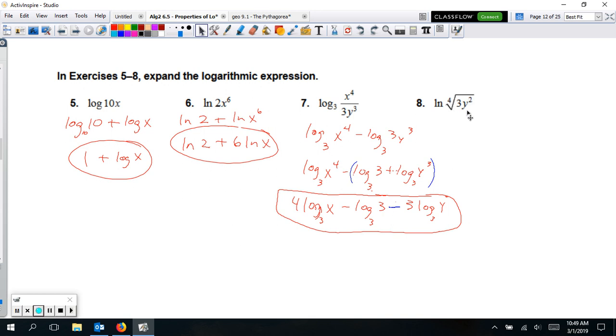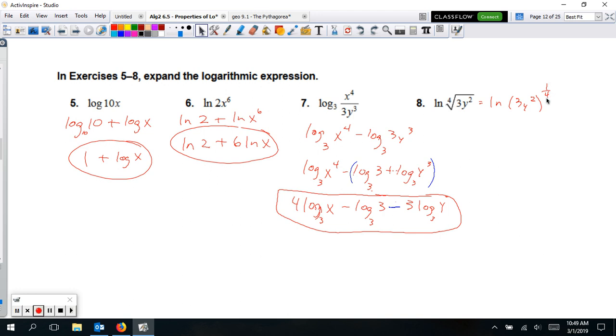So the first thing we want to do, whenever you see roots anywhere, is change it back to a fraction exponent. So 4 is the denominator of our exponent. There is no extra exponent, so 1 is the numerator. So that's the same thing as saying the natural log of the 3y squared raised to a 1/4 power.